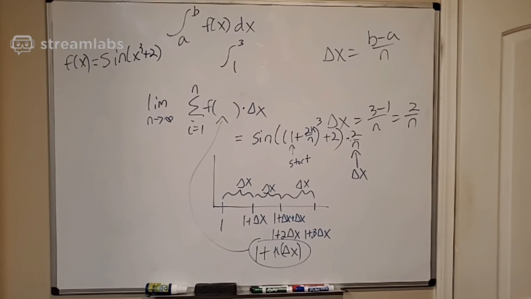Would you consider your 1 plus k delta x your x for the function? Yes, that is kind of your x, what you plug into the function. It'll be your starting point plus k delta x. And that's an easy way to do it.